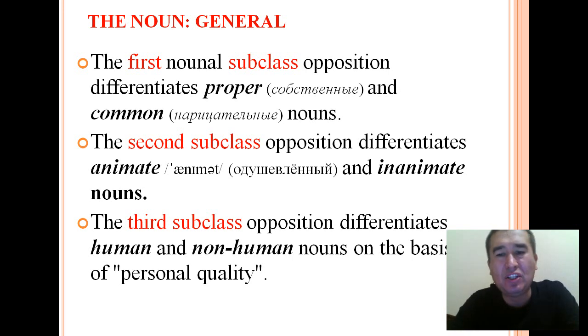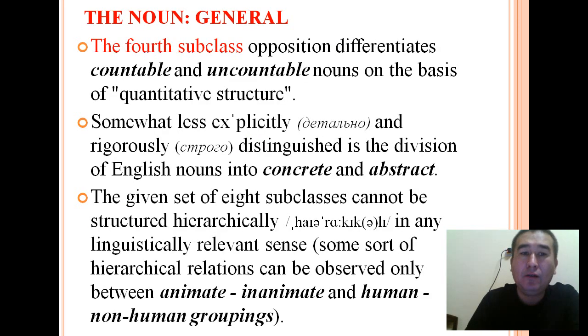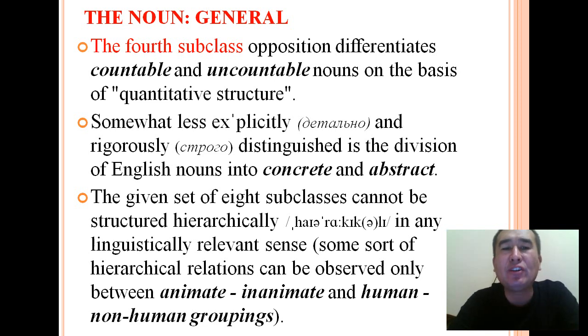The third subclass opposition differentiates human and non-human nouns on the basis of personal quality. The fourth subclass opposition differentiates countable and uncountable nouns on the basis of quantitative structure. Somewhat less explicitly and rigorously distinguished is the division of English nouns into concrete and abstract. Anaconda mevhum. The given set of 8 subclasses cannot be structured hierarchically in any linguistically relevant sense. Some sort of hierarchical relations can be observed only between animate, inanimate, and human, non-human groupings.